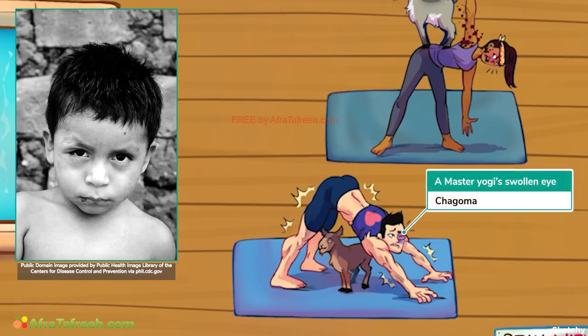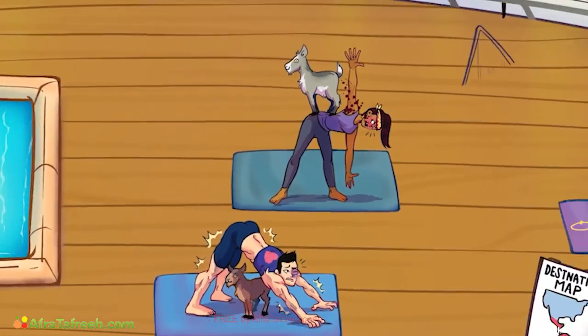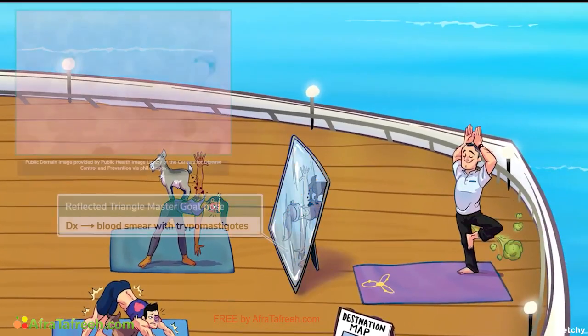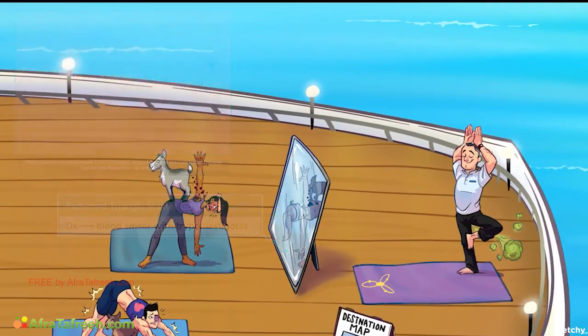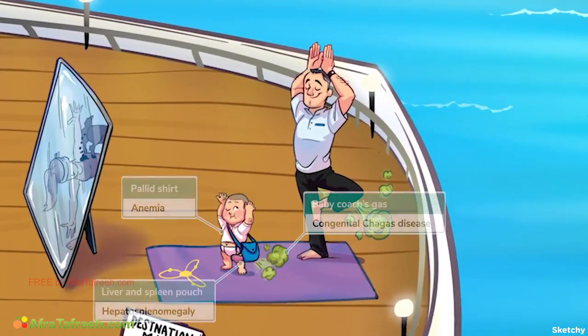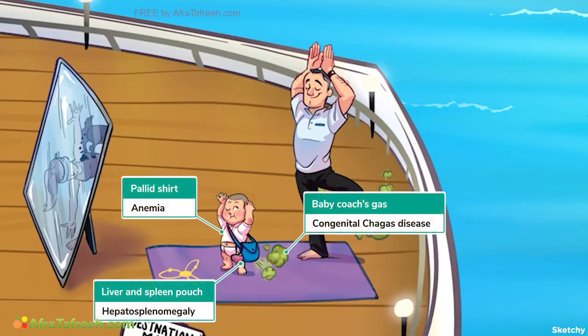And if you'll notice, our A-posing master now has a swollen eye because the chagoma is an inflamed and swollen area that's actually housing lots of monocytes and intracellular amastigotes. Typically, the acute phase is diagnosed by visualizing the motile bloodstream trypomastigote seen on blood smear. Before we move on to the next phase of Chagas, we should mention that congenital Chagas disease is also considered part of the acute phase.